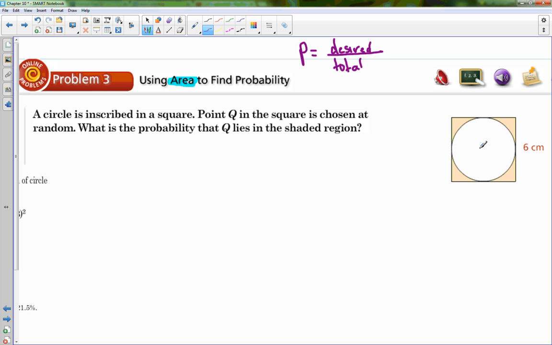So a circle is inscribed in a square. Here's our center. Point Q in the square is chosen at random. What is the probability that Q lies in the shaded region? So that's this little corner here, this little corner, this little corner, this little corner. So we're going to find the area of the entire square, because that's our total area that we could possibly be in. We're going to subtract out the circle, and then what's left is our desired outcome.